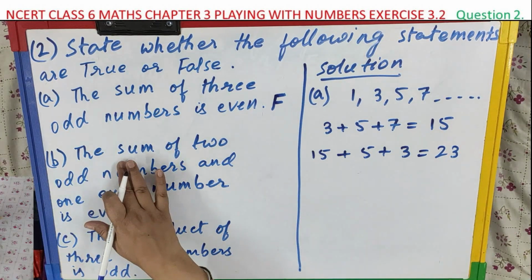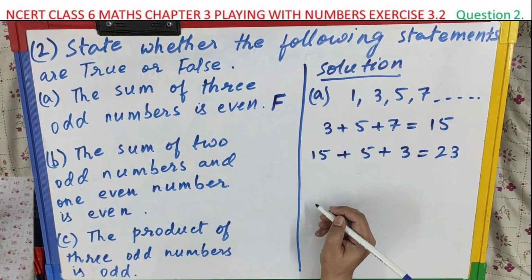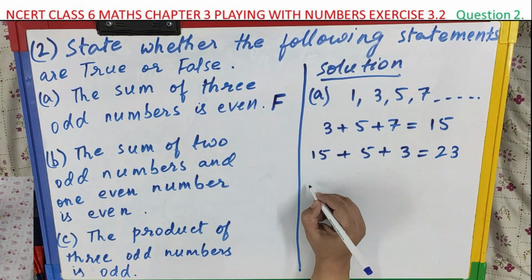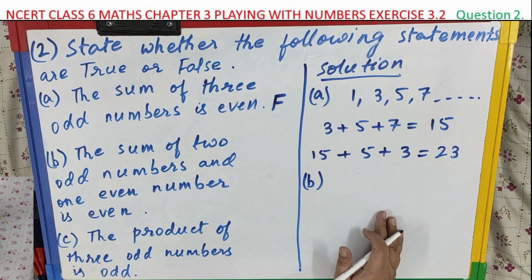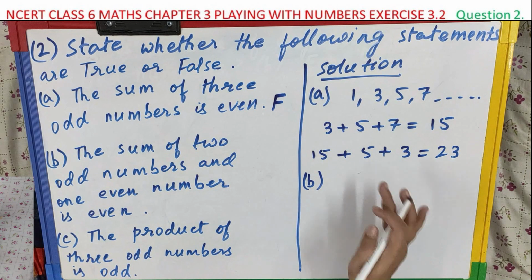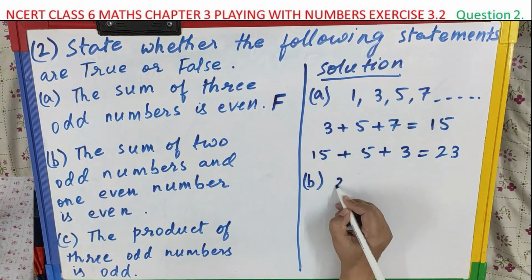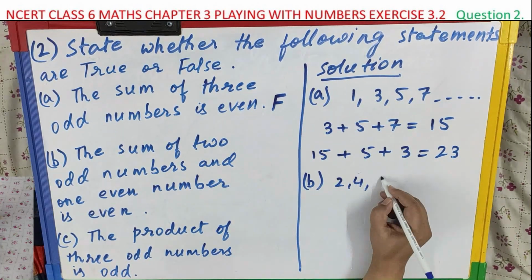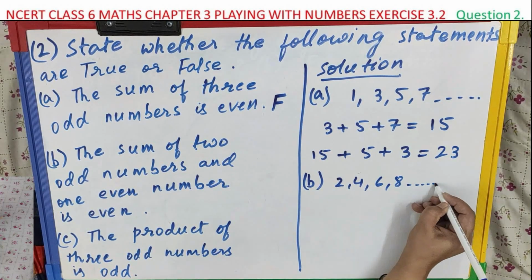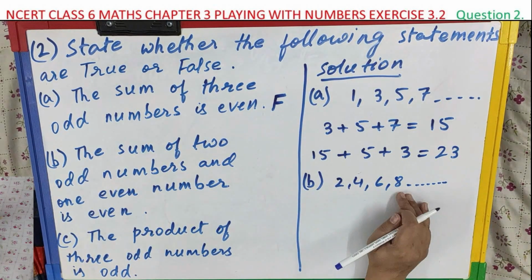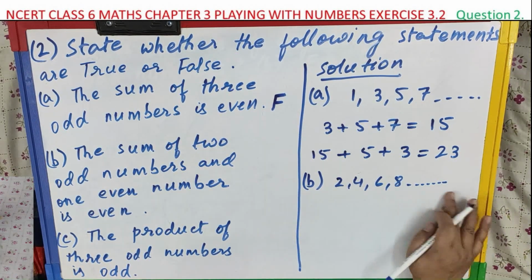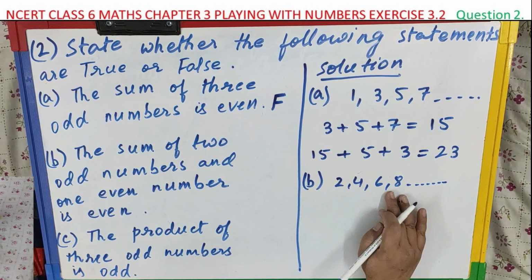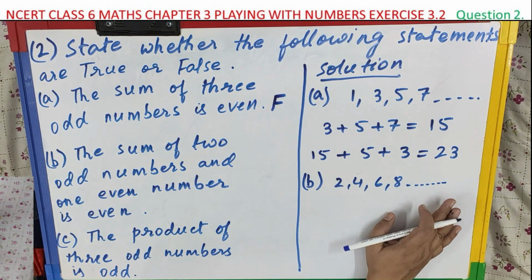Now let us come to B. The sum of two odd numbers. So what we have seen: odd numbers, and even numbers 2, 4, 6, 8 like that. If we go on writing the numbers, the set we get will be a set of even numbers, meaning the numbers which are divisible by 2 are all even numbers.